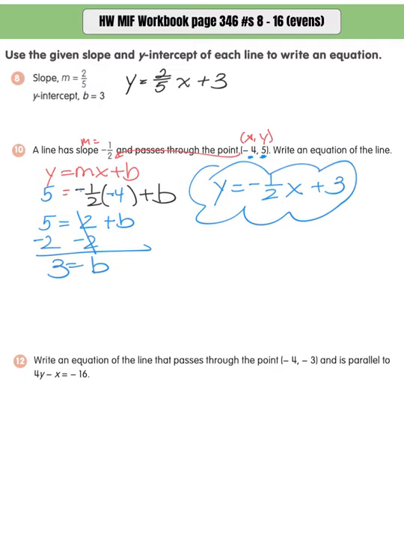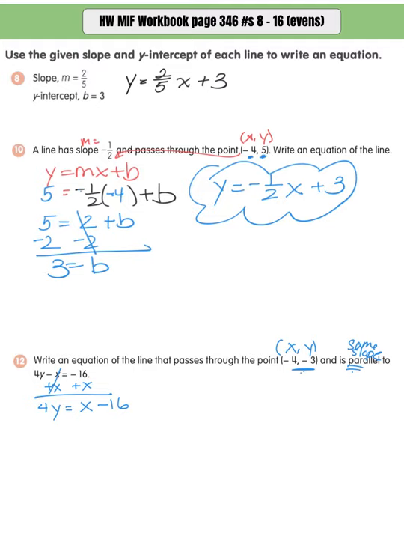The next number, writing an equation of a line that passes through this point. So again, this is your x and y, and is parallel. All right, so parallel means same slope to this line. So here I want y by itself, so I'm going to add x to both sides. Cancels. 4y equals, bring the x first, minus 16.